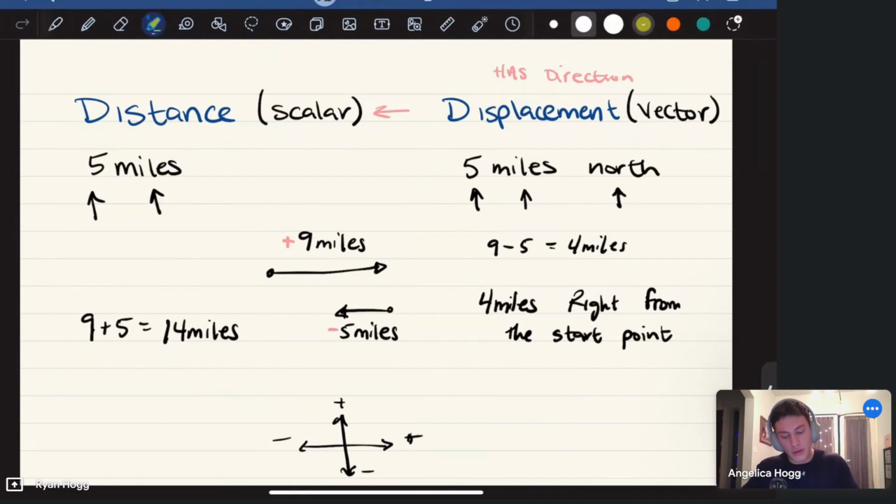Now it's important to remember that in both cases, the path that's moved is the same. But these two different ways to measure it, distance and displacement, are different. In distance, we have a total path of 14 miles, but in displacement, we just have a picture before and a picture after, and then we say that's 4 miles net difference to the right, which could also be written as 4 miles positive if we're using the scale of to the right is positive.